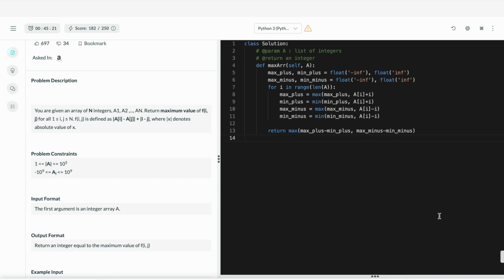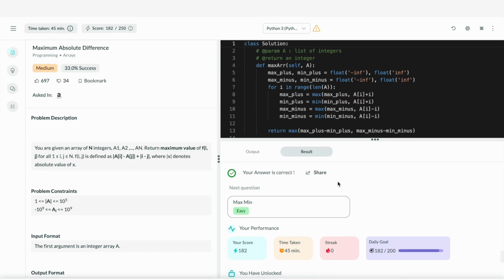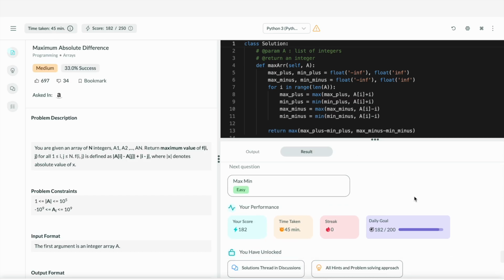Let's run it. Okay, submit. So here we can see it has been submitted successfully.